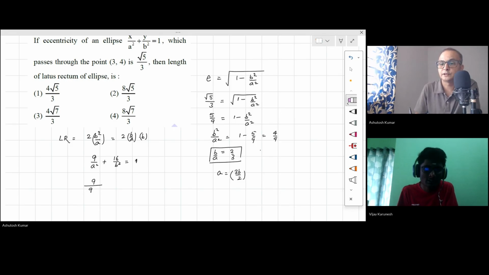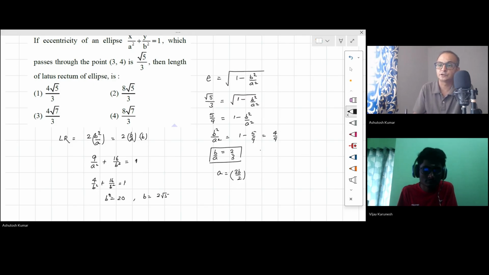b square, you are saying? Wait. So 20 by b square is 1. Yes, sir. So b square is equal to 20. So b will be 2 root 5. And already I have b by a is 2 by 3. So substitute in there. So 2 into 2 by 3 into 2 root 5. That is going to be 8 root 5 by 3.